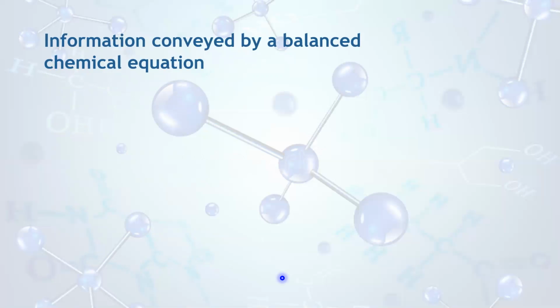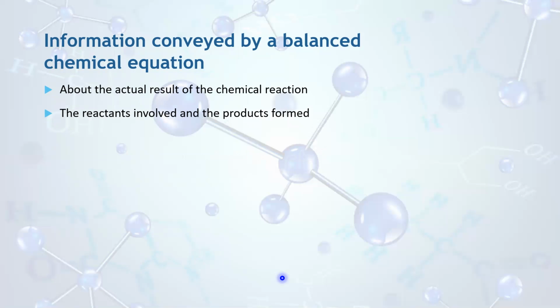Okay, move to the next topic: information conveyed by a balanced chemical equation. What information are we getting from a balanced chemical equation? First, about the actual result of the chemical reaction. What is the result of the reaction? What are the products formed? That we can identify from the balanced chemical equation. Second, the reactants involved and the products formed. By seeing the equation, we can understand the reactants and the products.